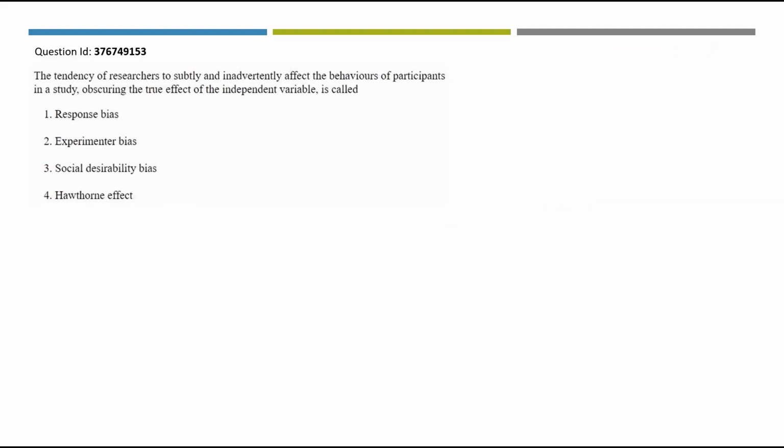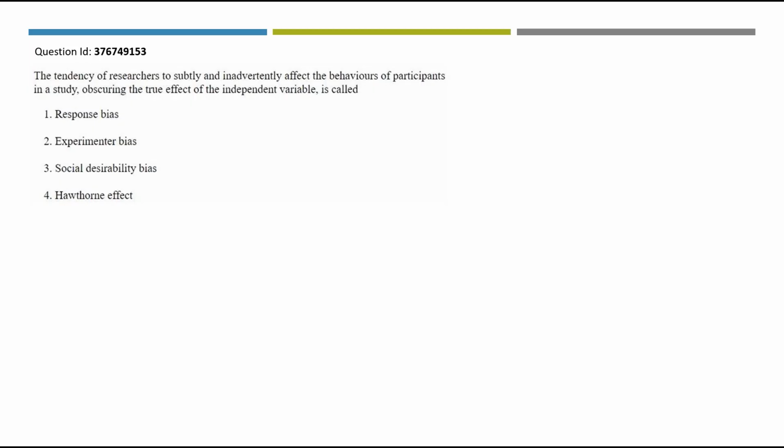Next question. The tendency of researchers to subtly and inadvertently affect the behaviors of participants in a study, obscuring the true effect of the independent variable is called. Inadvertently means unintentionally it is affecting the behavior of the participants in a study. What about obscuring the true effect? It means you are not able to see properly. So the tendency of researchers that unintentionally affects the behavior of participants, thereby they are not able to see the true effect of the variable is what the statement is about.